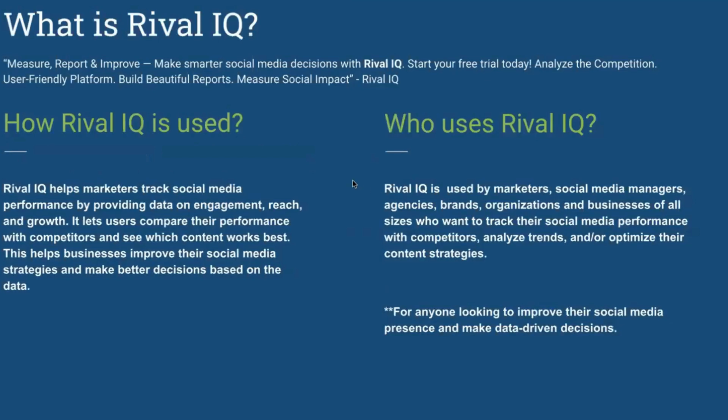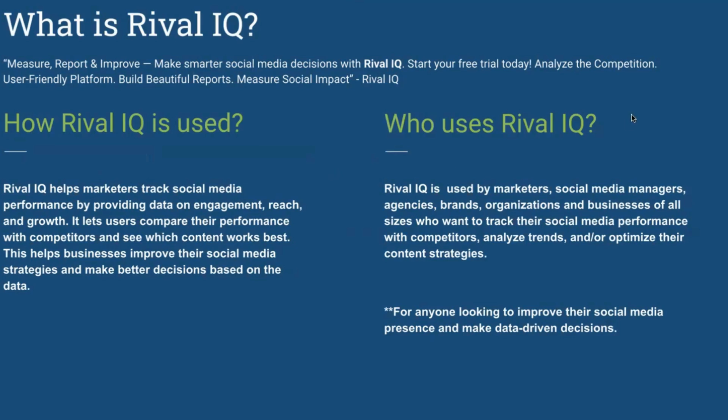So Rival IQ is used to track social media performance by providing data on engagement, reach, and growth. It lets users compare their performance with competitors and see which content works best. This helps businesses improve their social media strategies and make better decisions based on the data.